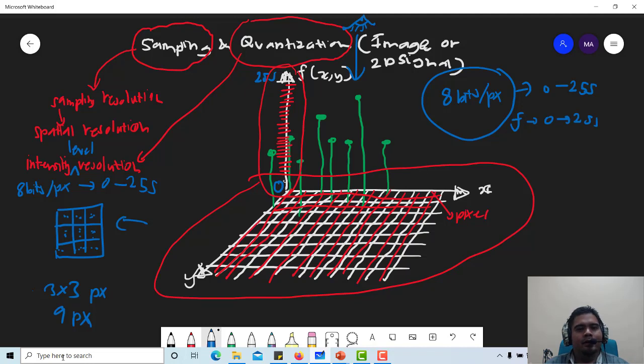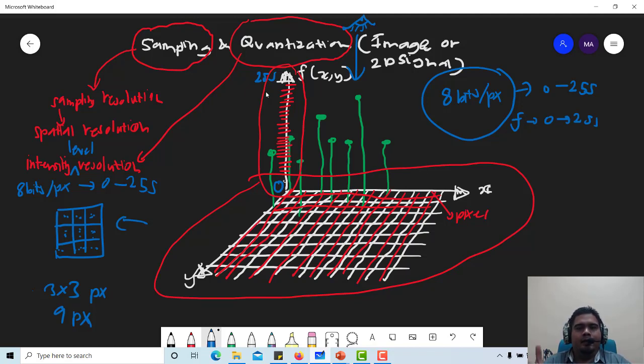There is another resolution called intensity level resolution, which refers to how many levels you can have in your vertical axis, or how many possible colors. For example, for grayscale, 0 to 255 means you have 256 possible colors, from black to white, with dark gray, a little light gray, light gray, and so on, to be represented inside the image.